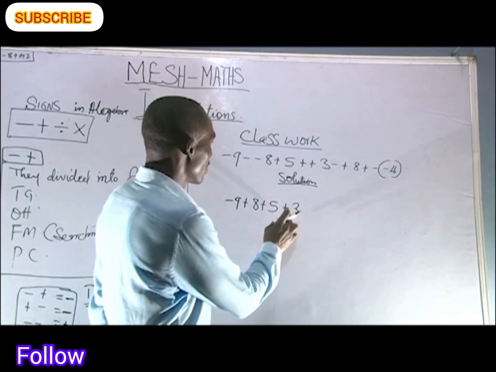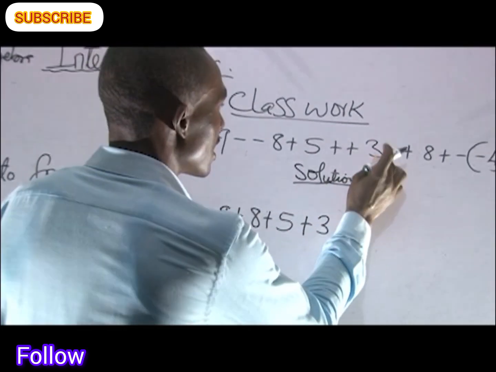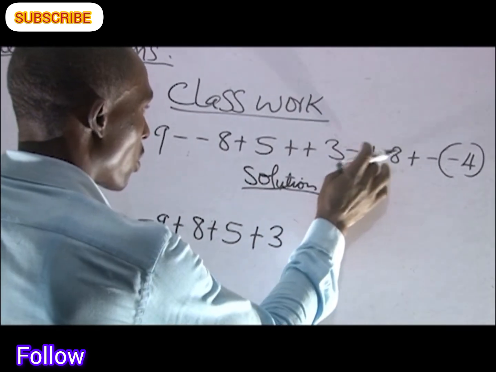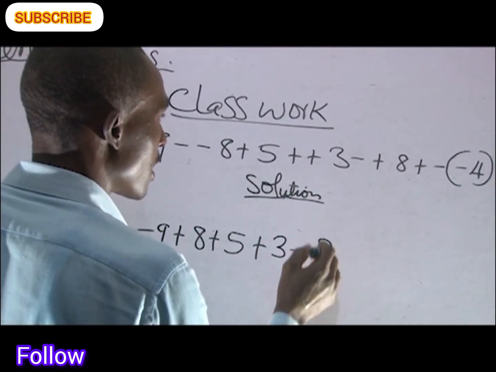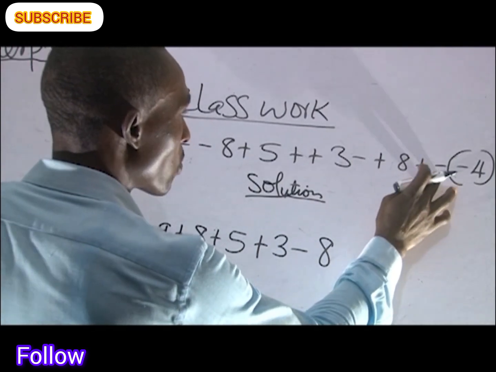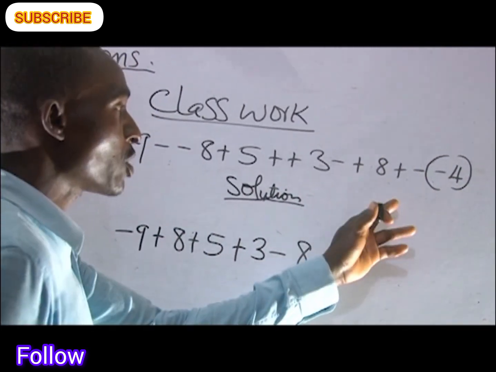Alright, so this 3, you bring down the 3. Then this plus this, yes, there's a quarrel between these two, and we're having what? Minus. Then bring down the 8. Then this one and this one. And look at another one. So what you do is to remember.